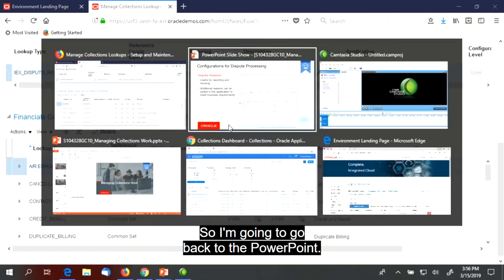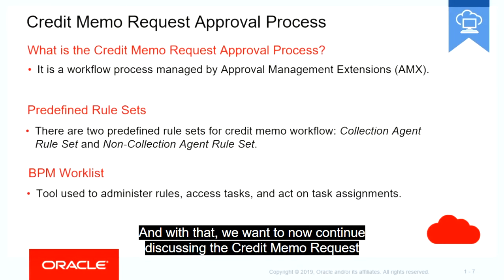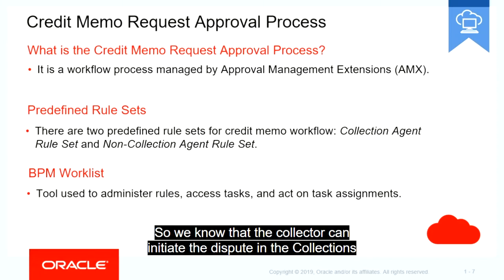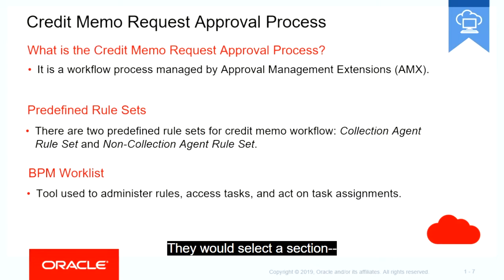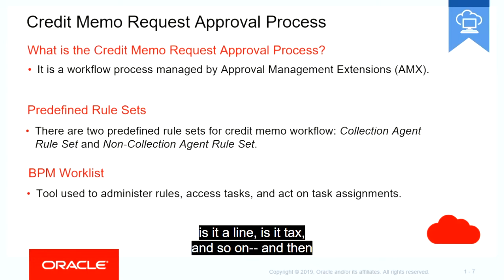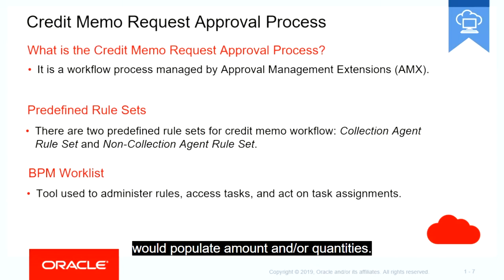So I'm going to go back to the PowerPoint, and with that, we want to now continue discussing the credit memo request approval process. So we know that the collector can initiate the dispute in the collections work area. They will navigate to the transactions tab, pick the transaction in question, and start inputting relevant information, you know, they would select a section, is it a line, is it tax, and so on, and then would populate amount and or quantities.